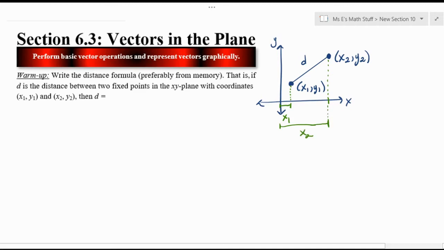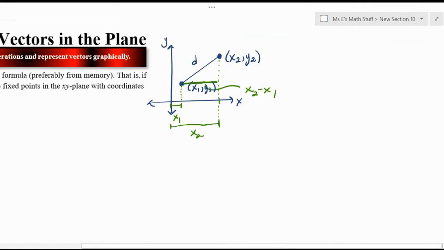would be x2. So if I was to start drawing a little right triangle, the length of this leg of the triangle would simply be x2 take away x1. And then similarly, what would the length of this leg of this right triangle be?